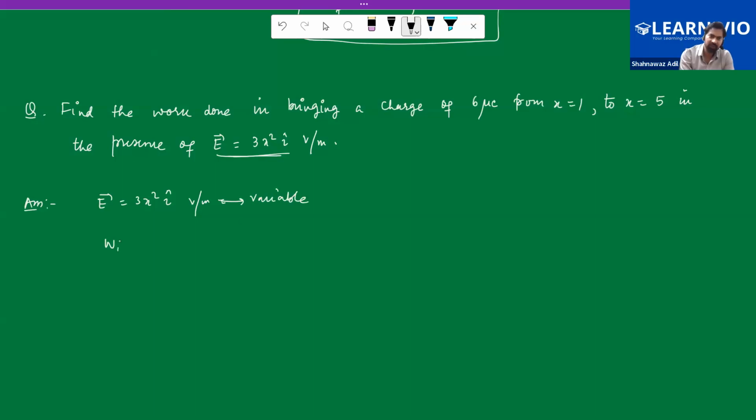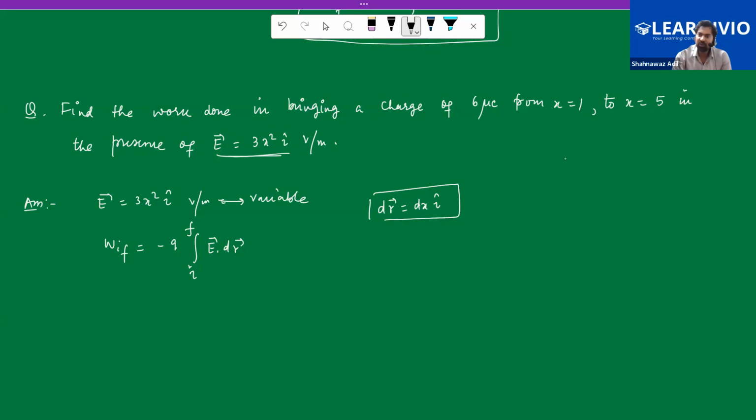So work done from initial to final point would be minus Q integral from initial to final point of E dot dr. This would be the work done. And what is this dr? This is the displacement. So we are moving in x direction only, then dr would be simply dx i hat.